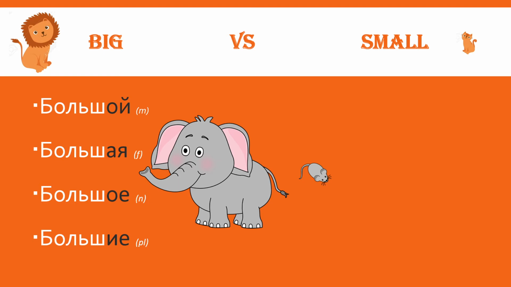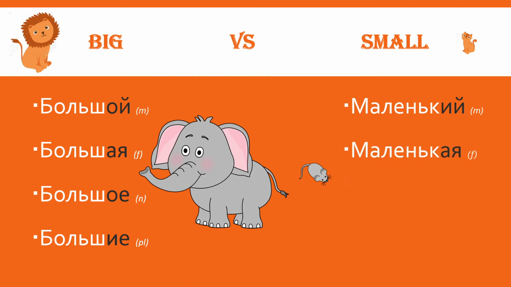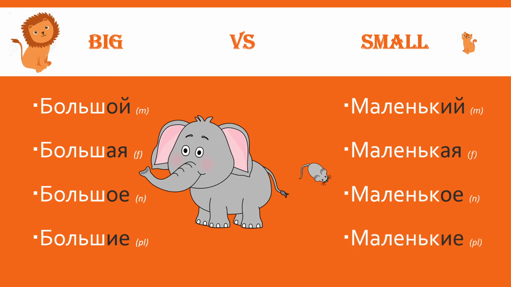And now for small. So again, the male form, маленький. Он маленький. He's small. And the others, маленькая. Она маленькая. She's small. Маленькое. Оно маленькое. It's small. And они маленькие. They're small. Маленький. Маленькая. Маленькое. Маленькие.